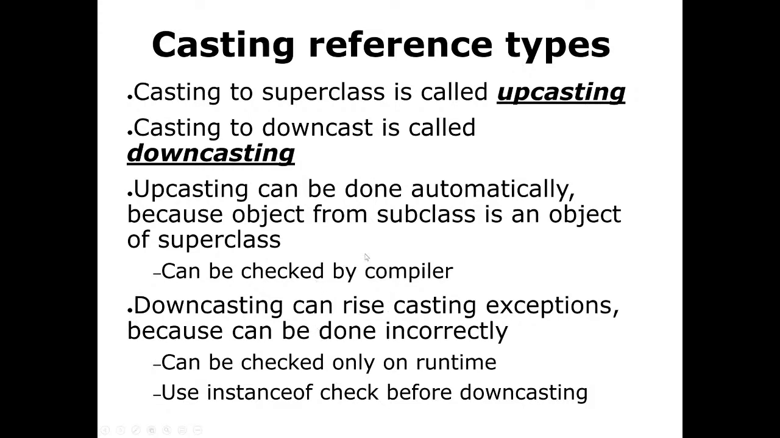And downcasting can raise a casting exception. We already faced them, because it can be done incorrectly, and it can be checked only at runtime. That's the disadvantage you need to deal with. And again, as I recommended yesterday, use an instanceof check before downcasting to escape all these exceptions.